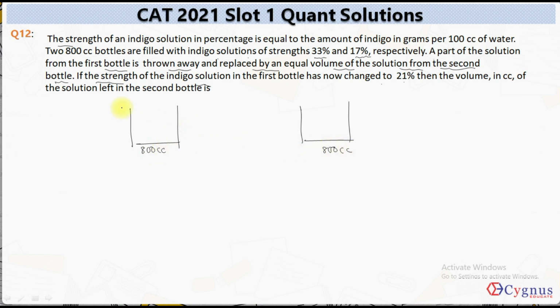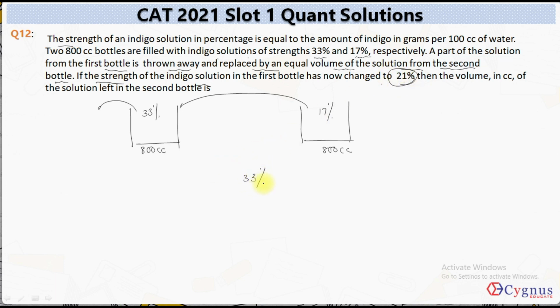In the first one, the concentration of indigo solution is 33%. The second one, it's 17%. What I did, I removed some part from this vessel and replaced it from the second vessel. So in other words, I am going to mix these two solutions in some ratio so that the final concentration becomes 21%. So it's a simple application of what?